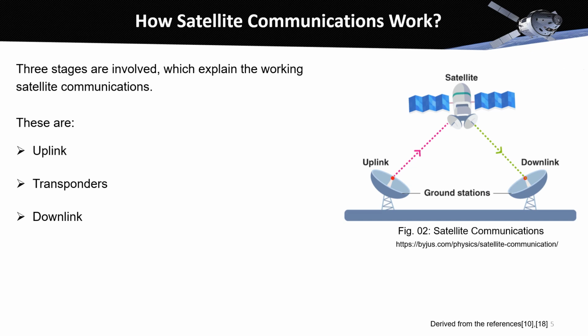The first one is the uplink. In the initial stage of satellite communication, signals such as television broadcasts from one side of Earth are transmitted upward from a ground station on Earth toward the communication satellite. This step is known as the uplink.